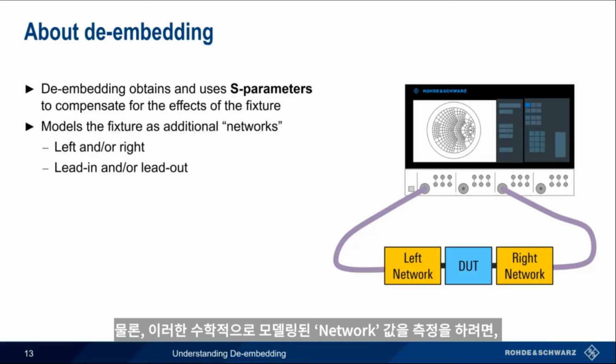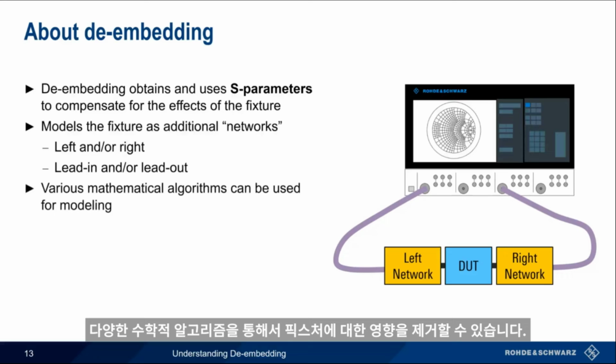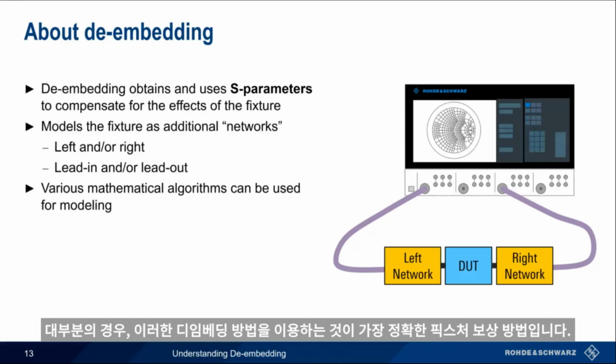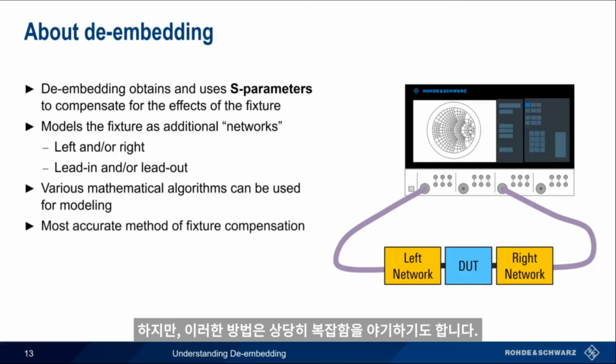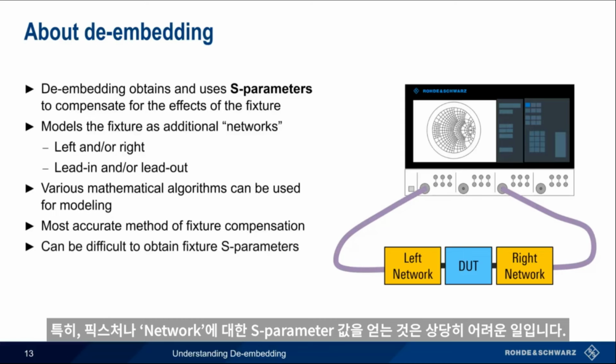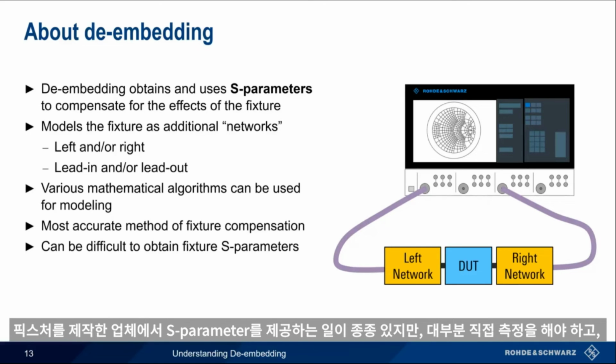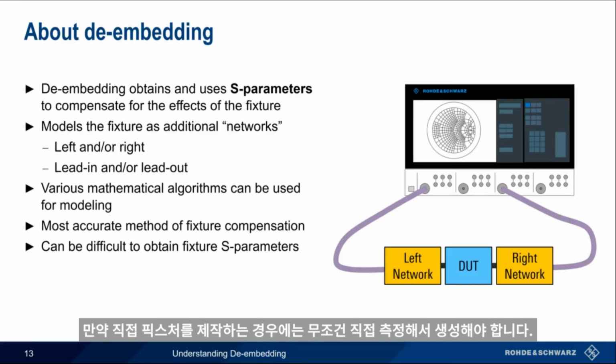This does, of course, require additional measurements and calibration standards in order to create these mathematically modeled networks. Different mathematical algorithms can then be used to remove the effect of the fixtures from the measurements. In many cases, de-embedding produces the most accurate results for fixture compensation, but this often comes at the cost of additional complexity. In particular, it can be difficult to obtain the S-parameters for the fixtures or networks. Some fixture vendors may supply these parameters, but most often, users have to determine or derive these values themselves, especially when they're creating their own custom fixtures.